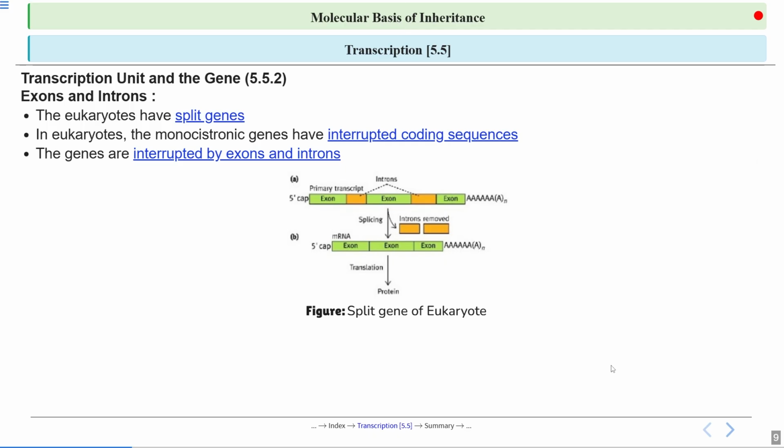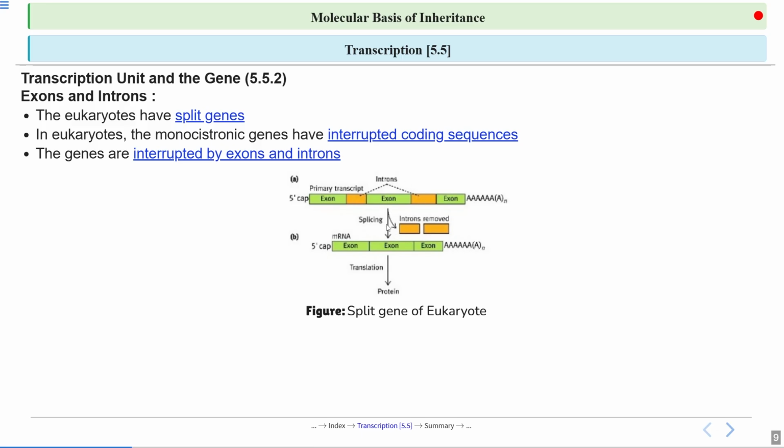You can see in this figure that there is an mRNA with a 5' cap, then this is the 3' end, and all this polyadenylation we are going to study in today's class only, so don't get tense about this. So this is an mRNA. What does this mRNA have? Exon, then one intron, then again exon, then one intron, then exon.